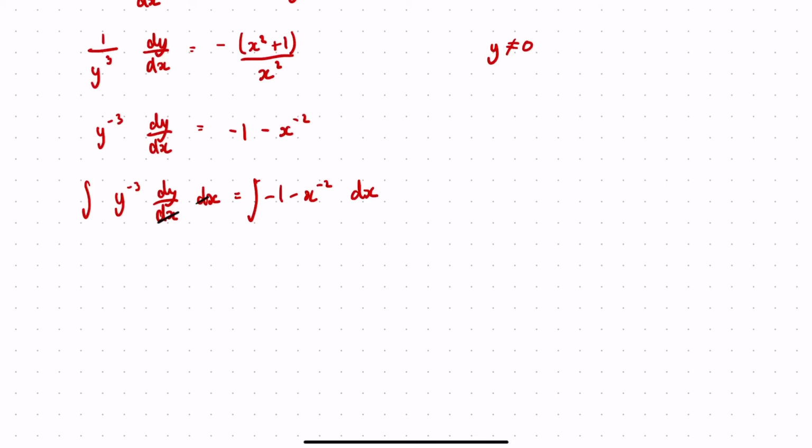The dy by dx cancels, leaving the integral of y to the minus 3 with respect to y. Add 1 to the power, divide by your new power, giving you y to the power minus 2 over negative 2, so minus 2, which is equal to the integral of the right hand side with respect to x. So again, add 1 to the power, divide by new power, we get minus x to the minus 1 divided by minus 1, so plus x to the minus 1 plus c.